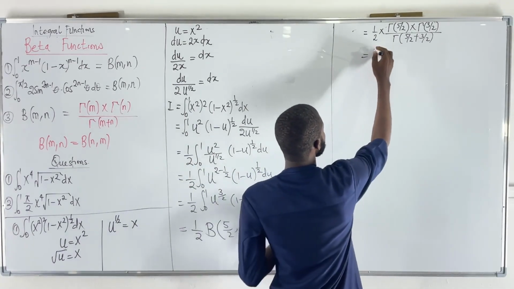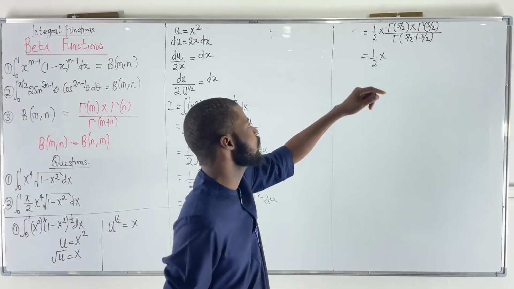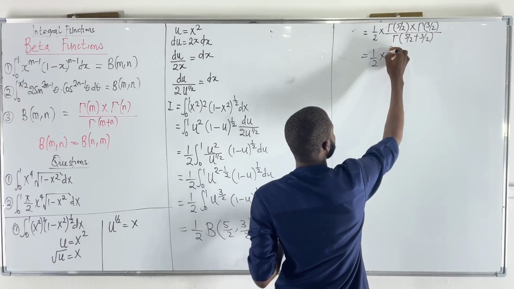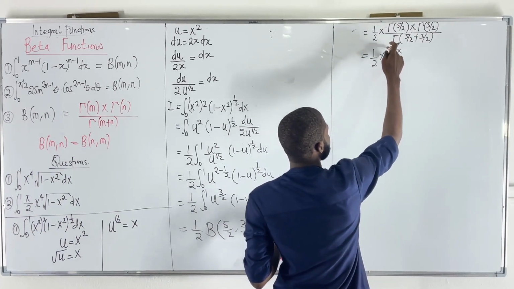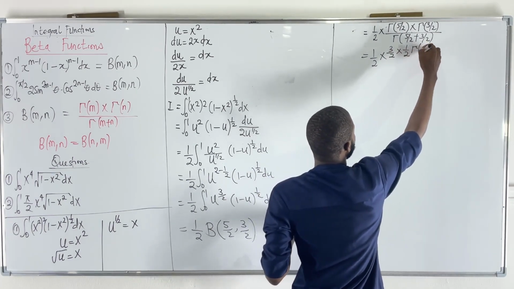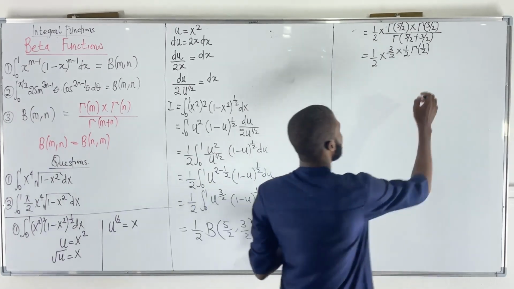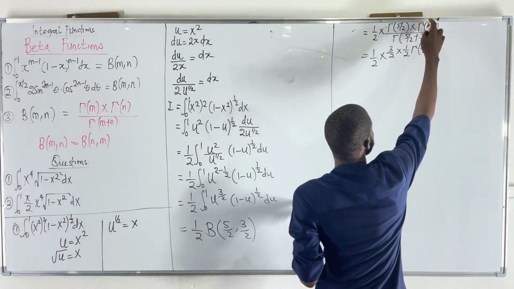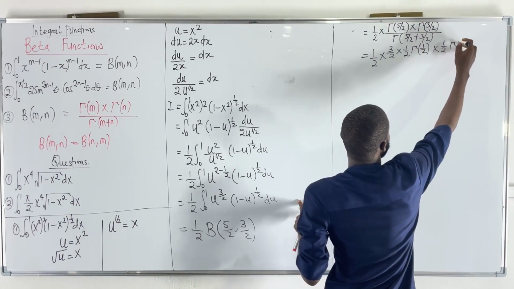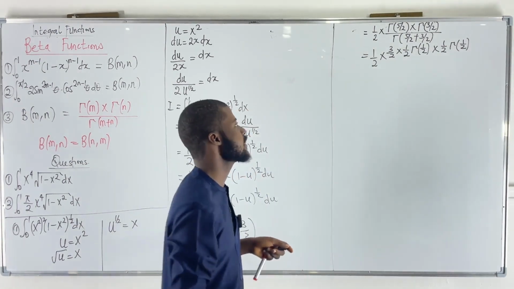Now this will equal 1 over 2 times, now remember that I said something. This is actually easy to do. The gamma of 5 over 2, what is 5 over 2 minus 1? That's 3 over 2. This is 3 over 2 times, what is 3 over 2 minus 1? That's 1 over 2. And then gamma of 1 over 2. And then times this gamma of 3 over 2. So what's 3 over 2 minus 1? That's 1 over 2, gamma 1 over 2.